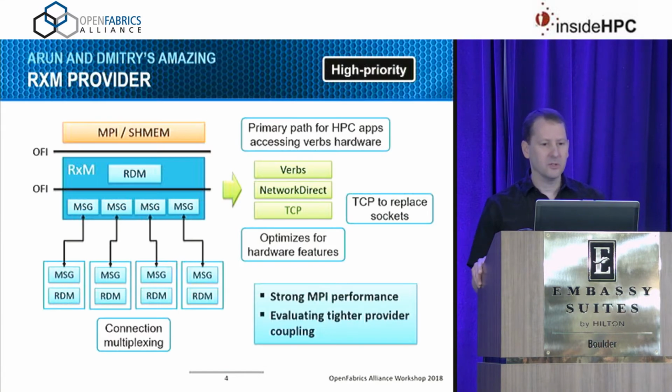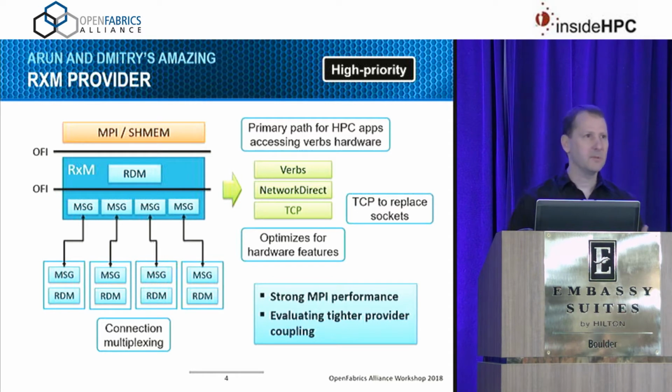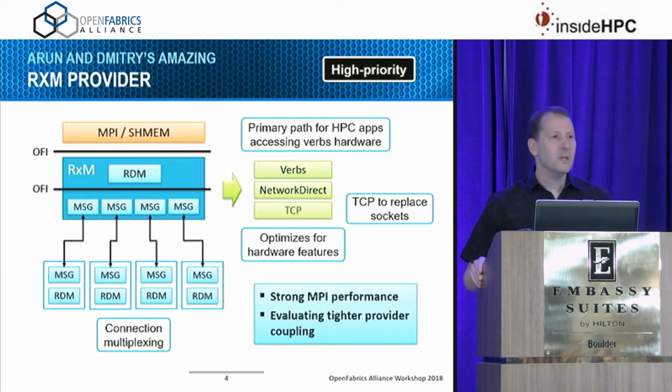In the provider infrastructure, the RxM provider is doing reliable datagram semantics on top of reliable connected. This provider is considered a fairly high priority for Intel and others in the industry. This is our primary path for HPC applications, MPI, SHMEM, Chapel, Charm++, and UPC, to access what we consider the verbs-based hardware. All verbs-based hardware, whether it's InfiniBand, RoCE, or iWARP, gets accessed through this RxM provider, which does connection multiplexing. It's layered, so it's not just over verbs. It also targets Network Direct, so this is our path to supporting MPI on Windows.